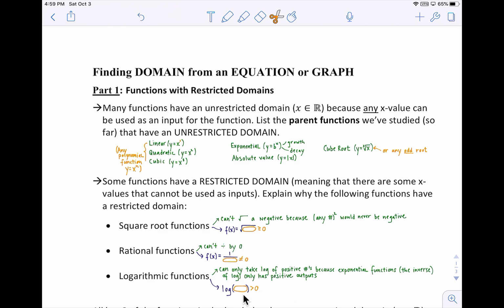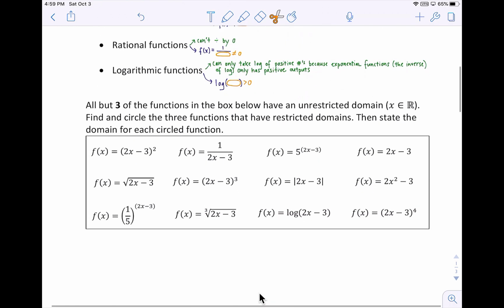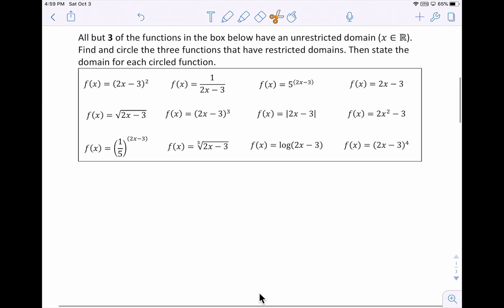So when we see a log function right here, we need to make sure that whatever is in the input of the log is in fact positive. We have to make sure that it's greater than 0. If there was a negative number inside there, then we're going to run into issues when we try to take the log.